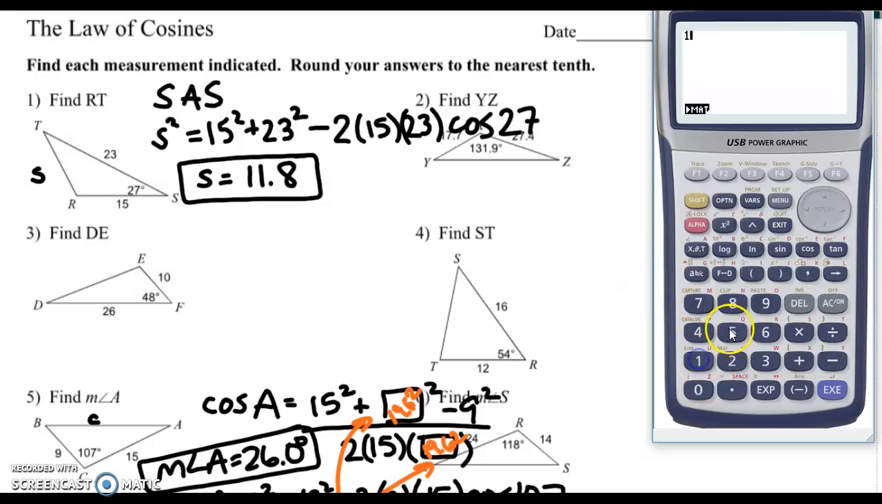Okay, so we're going to do 15 squared plus 23 squared minus 2 times 15 times 23, and you can do it in Desmos exactly the same way, and then cosine 27. And you can see we get this big answer, and that's because what we've actually found is the side squared, not the side itself. So the very last step we're going to do is just take the square root and make sure that we round appropriately according to the directions, and if we had units, we would need to include units in our answer.